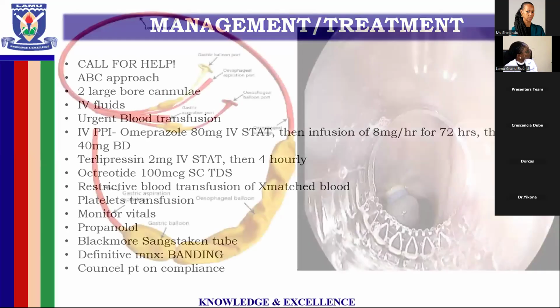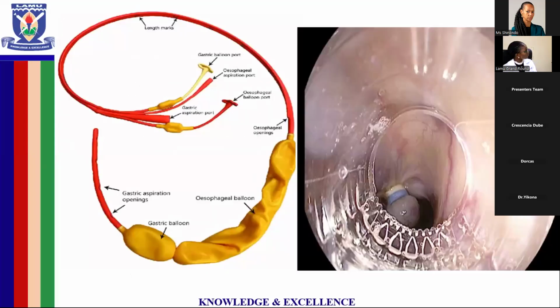So this is a visual representation of the Sengstaken-Blakemore tube that I was previously talking about, that is going to help you stop the bleeding, on your left. And then on your right is an endoscopic visualization of the esophagus with some banding. I'm sure you can see that we are equally able to visualize the dilated tortuous veins on the esophagus.